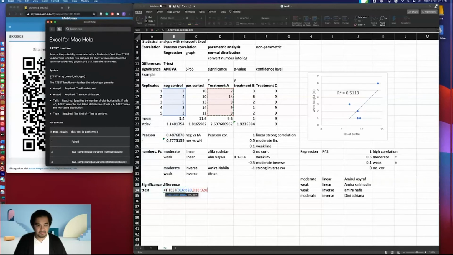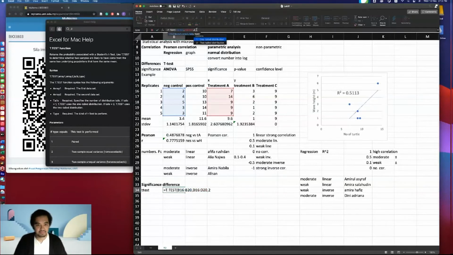Okay, the format that you have to use, you need to choose the first array, second array. In this instance, I choose my first array as the negative control, and then I choose treatment A as my second array. And then I choose the tail. The tail indicates whether it's a two-tail or one-tail. Okay, so in this instance, I'm going to choose two-tail.